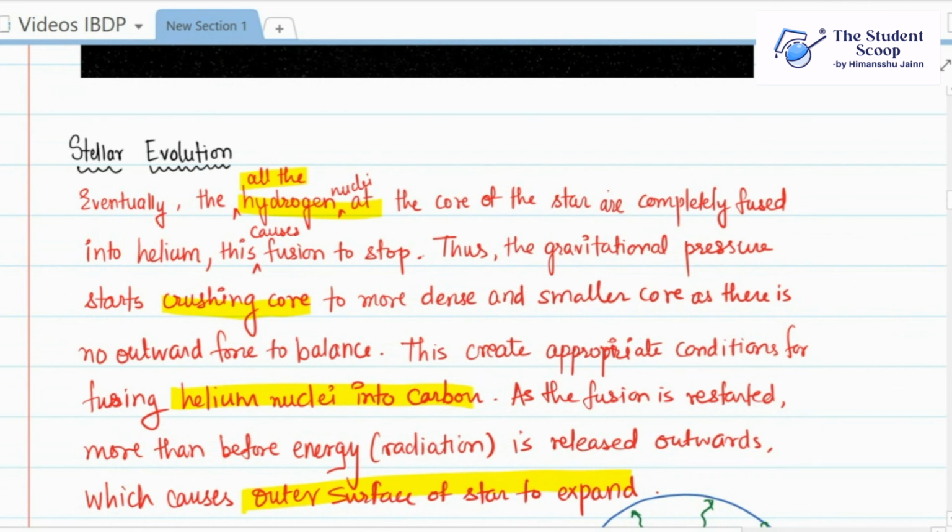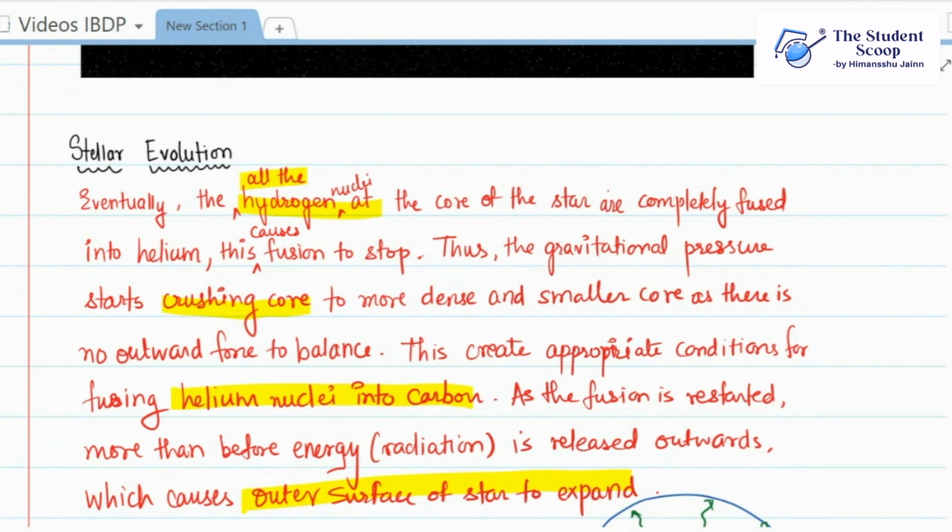The conditions will be ideal for helium to fuse into carbon. So the smaller and denser core will lead to formation of carbon from helium. All the helium starts to convert into carbon, which will take less time because let's say if I have 100 hydrogen atoms, it will be fused into 50 helium atoms. The 50 helium atoms will take less amount of time to get converted to 25 carbon atoms, like that.